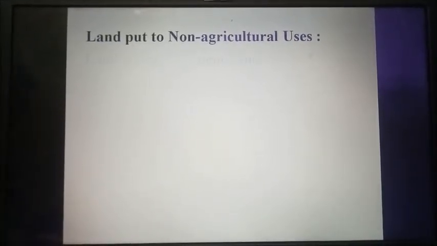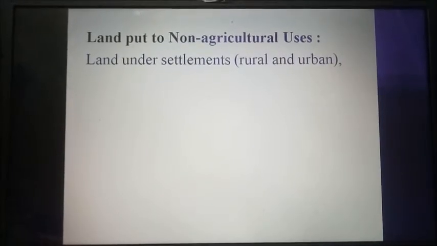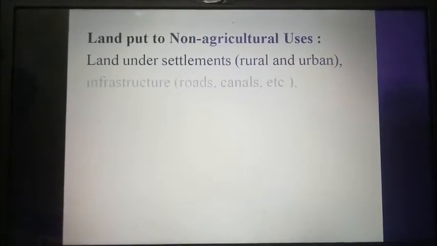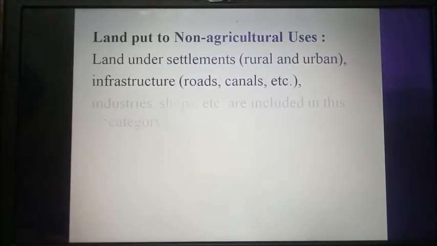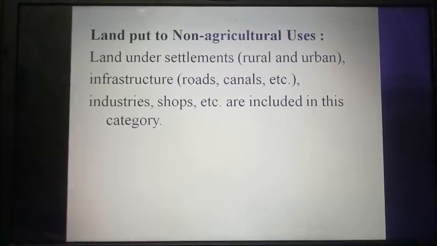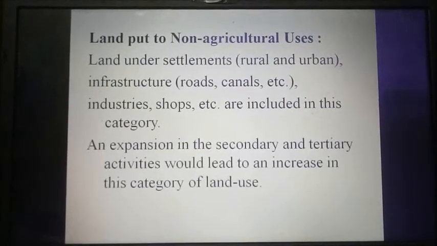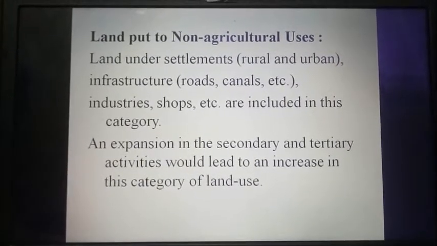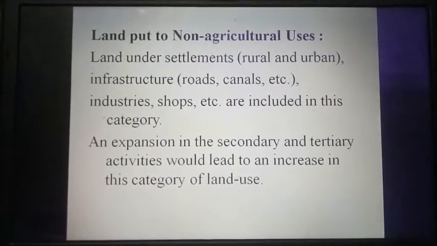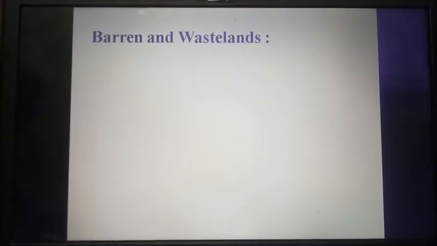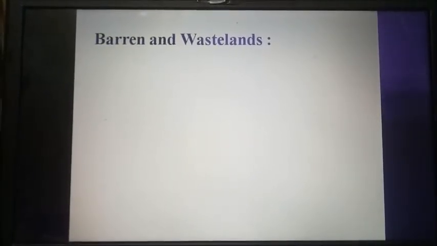Now, what is the land put to non-agricultural uses? This is the land which is occupied by the people for settlement in rural and urban areas. Of course, the roads, the canals, the buildings, the industry, shops, everything are included in this. With the expansion of the secondary and the tertiary activities, there has been an increase in the land use in this area.